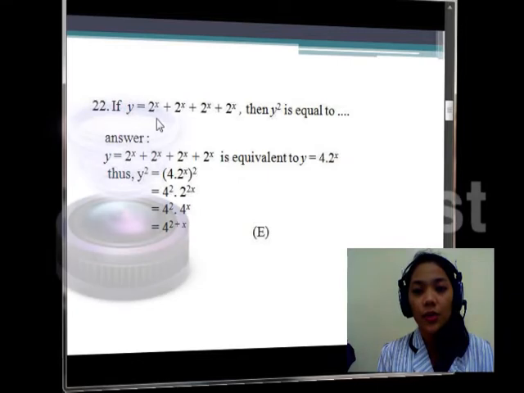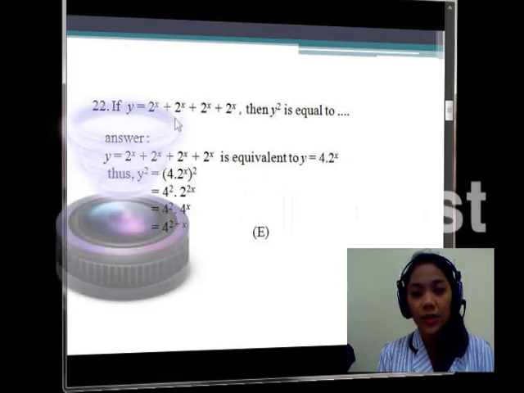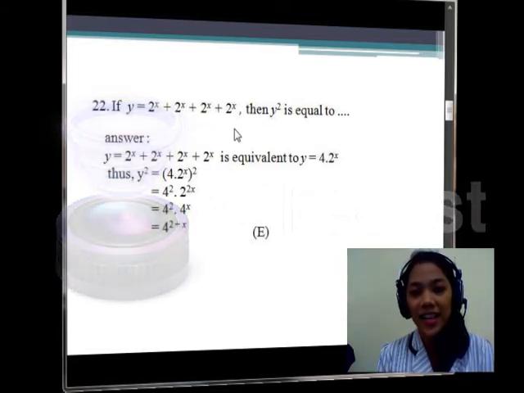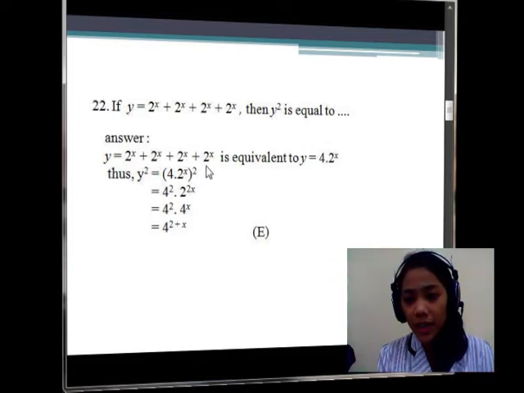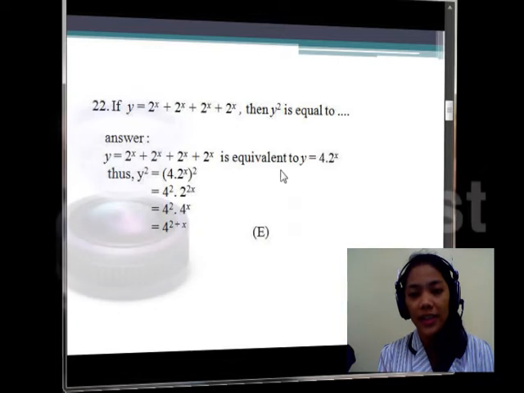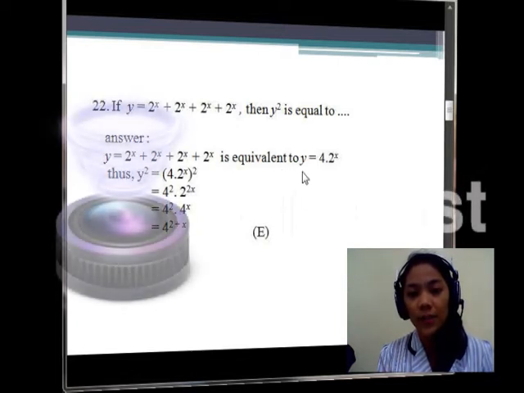if y equals 2 raised to the power of x plus 2 raised to the power of x plus 2 raised to the power of x plus 2 raised to the power of x, then y squared is equal to, since y is equal to 2 to the power of x plus 2 to the power of x plus 2 to the power of x plus 2 to the power of x, which is equivalent to y equals 4 times 2 to the power of x. Thus, y squared equals the quantity of 4 times 2 to the power of x, raised to the second power.